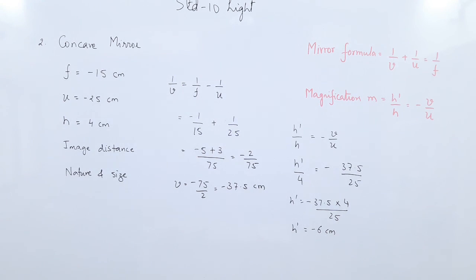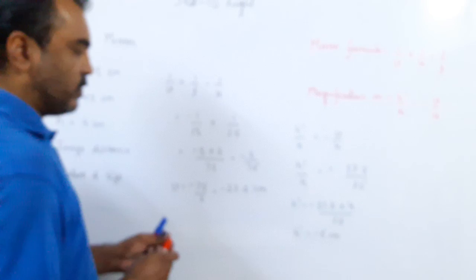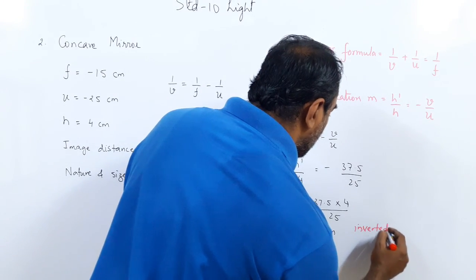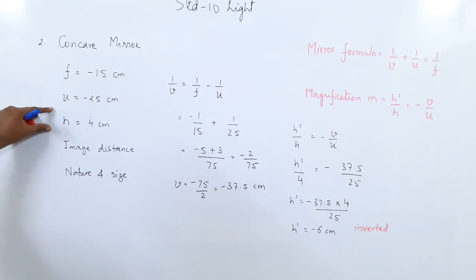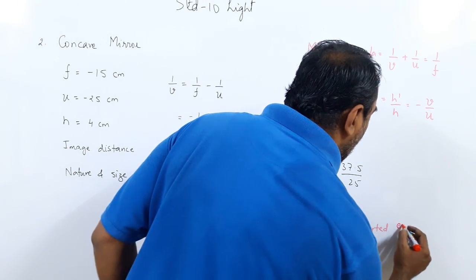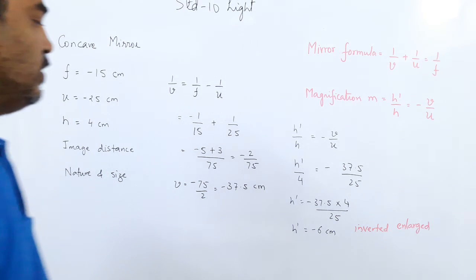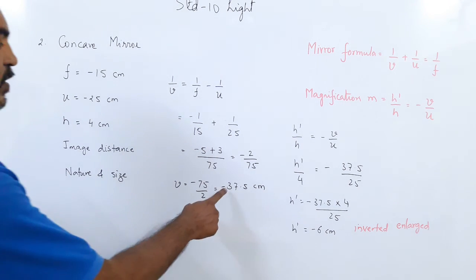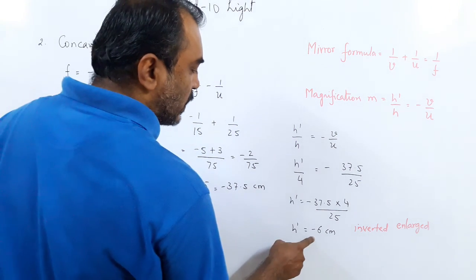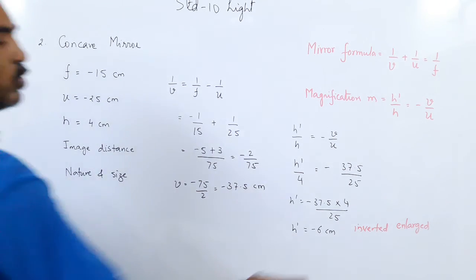Now what does the minus sign tell you? The minus sign tells you that the image is inverted. The object height was 4 centimeter, image height is 6 centimeter, so it is enlarged. It is bigger. How do you know it is real? v is on the negative side, so it is real. h prime is minus, means inverted, and h prime is bigger than h, so it is enlarged.